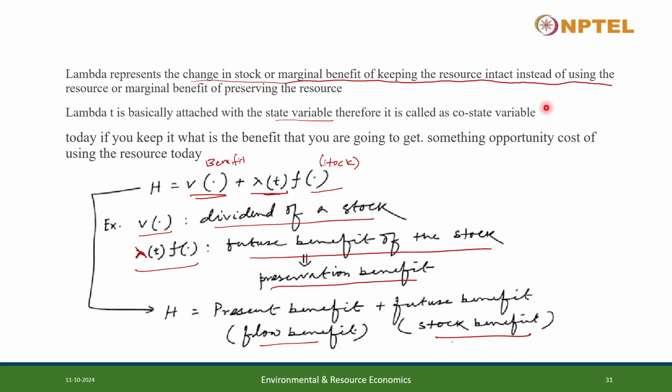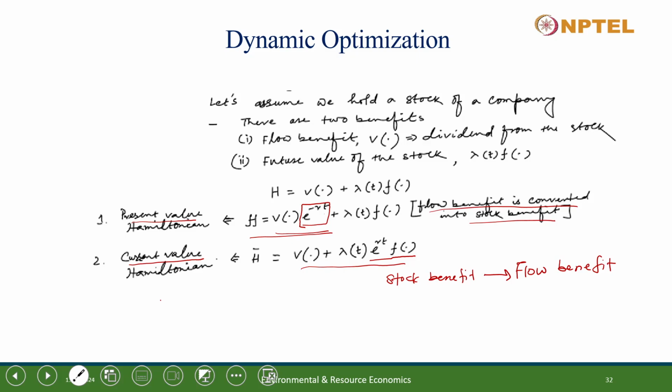Now let's say that we have h, which is the Hamiltonian value, which has the present benefit, that is the flow benefit, and the future benefit, that is the stock benefit. Now after that we are trying to find the discounted value. Either you can discount the flow or you can discount the stock. If you convert the flow benefit to the stock benefit, then you multiply by e to the power minus rt. In the discrete case, we multiply by the term 1 plus r. In this case we have to do e to the power minus rt to discount the value of v dot to present.